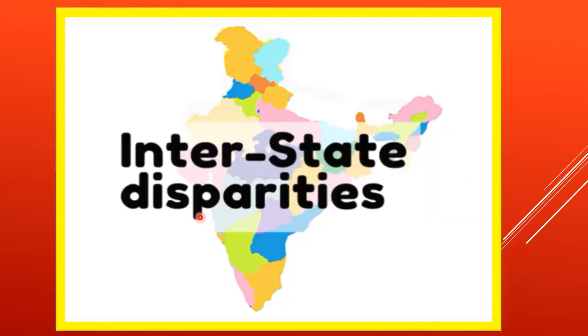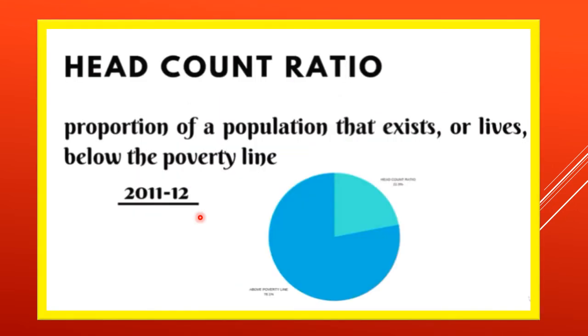Moving ahead to the next topic, interstate disparities. In this we are going to study the state-wise poverty level in India. Before this we need to know what is head count ratio. Head count ratio is the proportion of a population that lives below the poverty line. That means how many people of the population live below the poverty line. According to 2011-12, the percentage was 21.9.